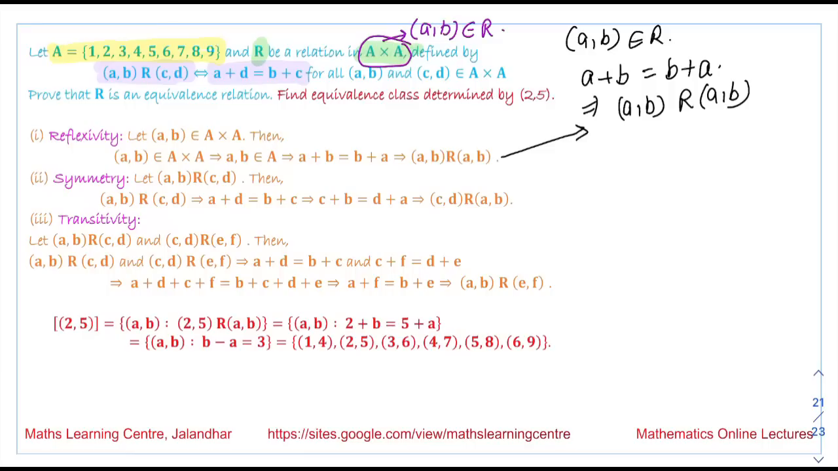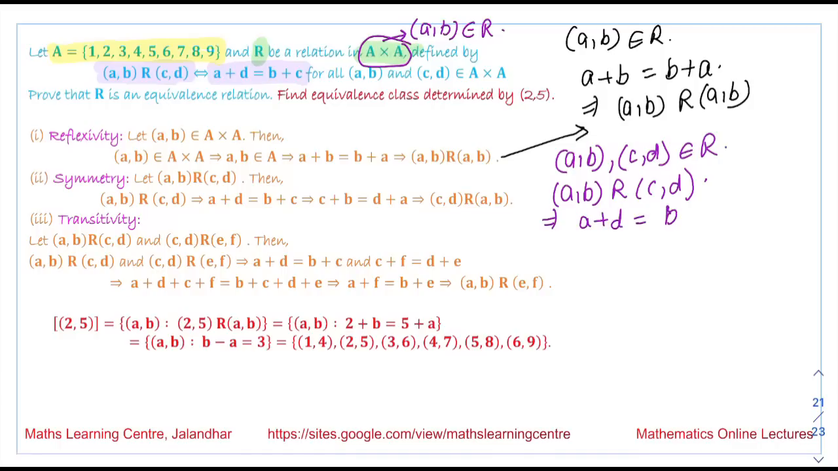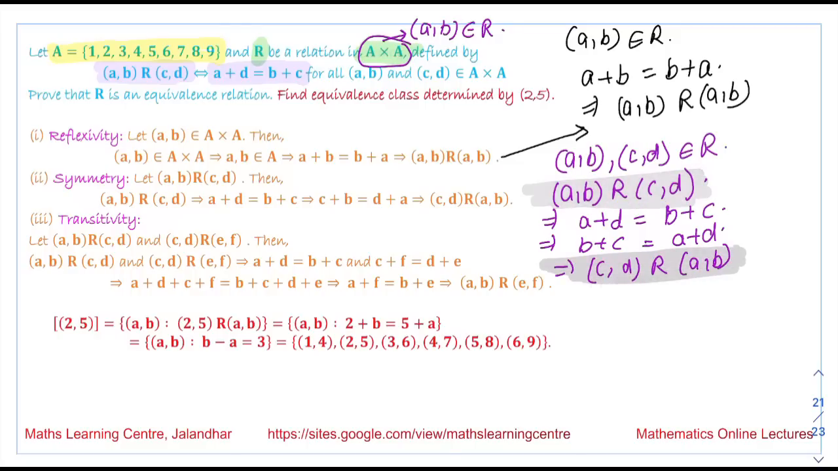Next we are considering two elements, one is A comma B and second is C comma D. Both these elements belong to R, such that A comma B is related to C comma D. Then this implies that A plus D is equal to B plus C. This implies B plus C is equal to A plus D. And this implies that C comma D is related to A comma B. So what we get is that A comma B is related to C comma D implies that C comma D is related to A comma B. So this relation is a symmetric relation.